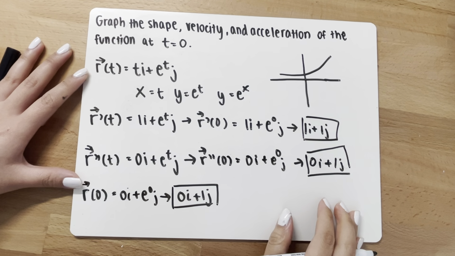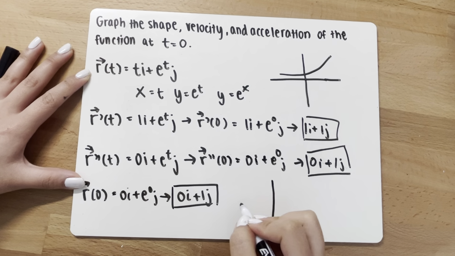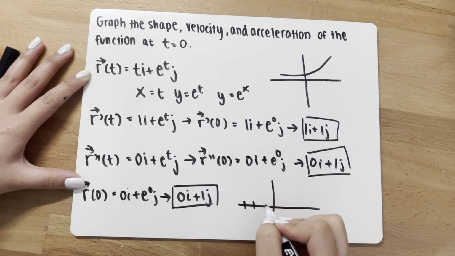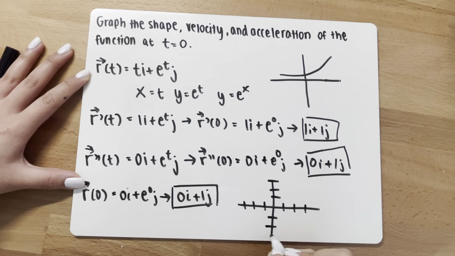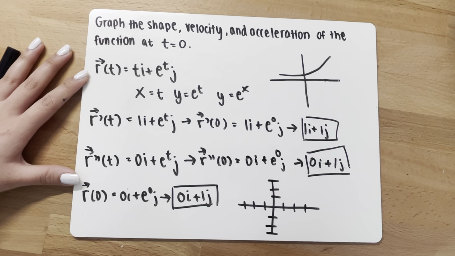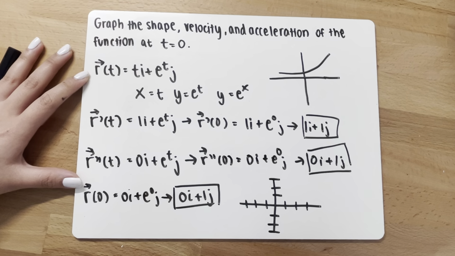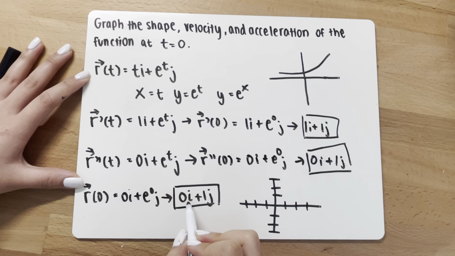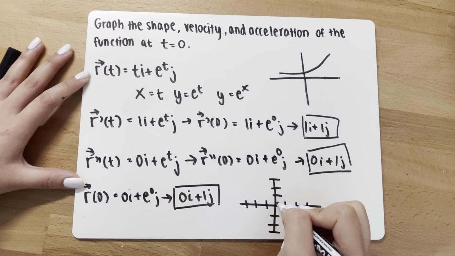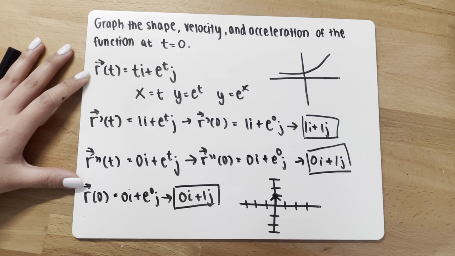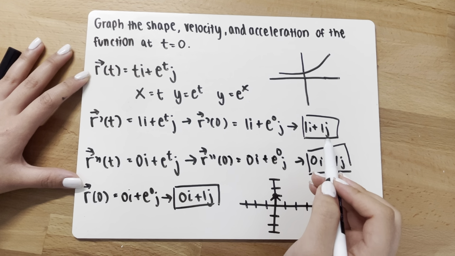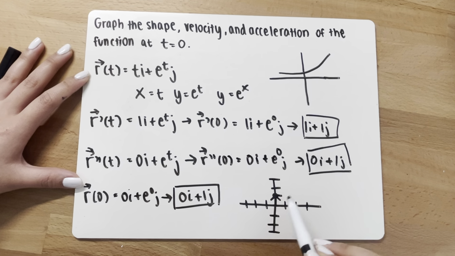Okay, now you want to draw the graph. Okay, to graph, you want to begin by plotting the original vector. Original vector is x is 0 and y is 1, so x is 0, y is 1. This will be your original vector. Now I want to plot the velocity vector, which is 1, 1.